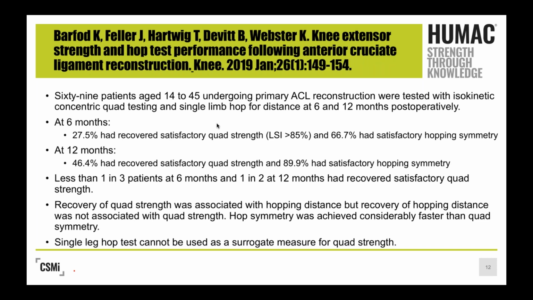They compared concentric isokinetic quad strength and single leg hop testing for ACLs, and they looked at this at 6 months and 12 months post-op. Now at 6 months, again, 68% of the patients had a symmetric hop test, but here only 28% had some symmetry in the quad. At 12 months, a year after surgery, 90% had a symmetric hop test, and 46% had a symmetric quad. So even at 1 year, only 46% are showing that quad symmetry. So again, a third of patients have a symmetric quad at 6 months and half at 12 months.